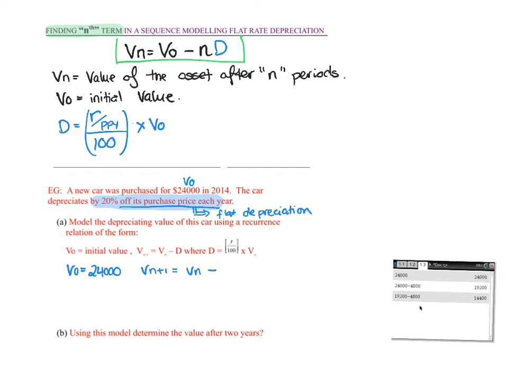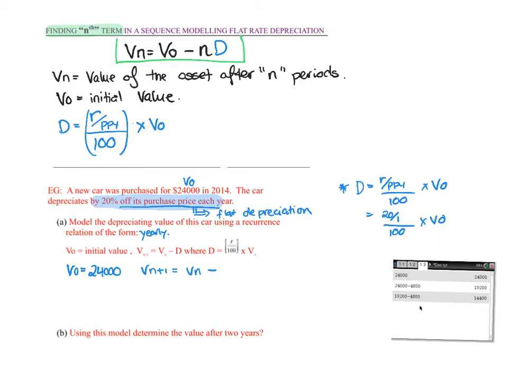So over here, I'm going to work out the D value. D equals the rate divided by how many times per year, over 100, times V0. So it's just asking me to do a recurrence relation form. It didn't say; let's say that it said yearly. They really should be clear. So we'll do 20% over 1 time a year, over 100, times V0.